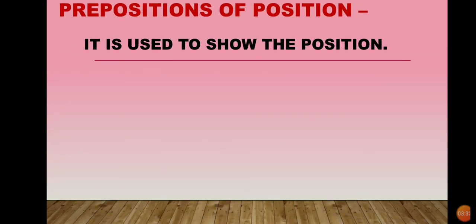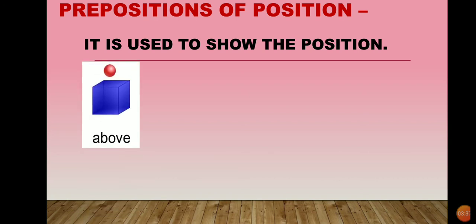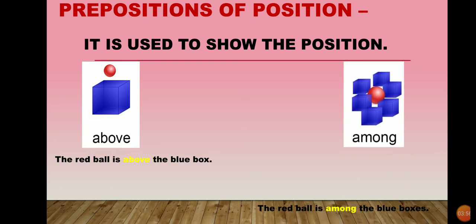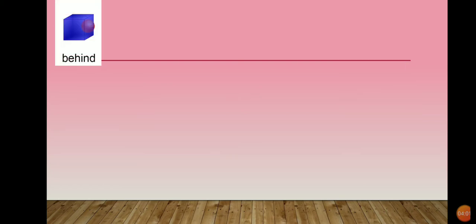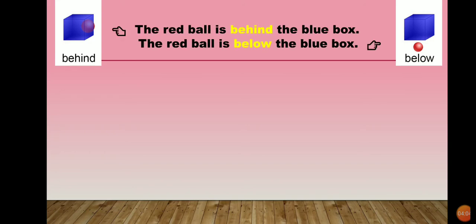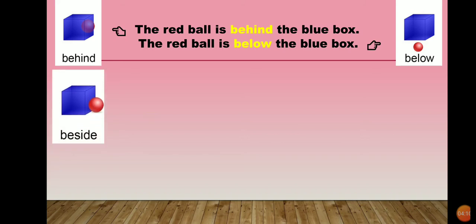For position, to show the position, we use some prepositions. Above. The red ball is above the blue box. In this picture, you can see that the word above tells us the position of a red ball. That is the red ball is above the blue box. Among. The red ball is among the blue boxes. Behind, below. The red ball is behind the blue box. The red ball is below the blue box.